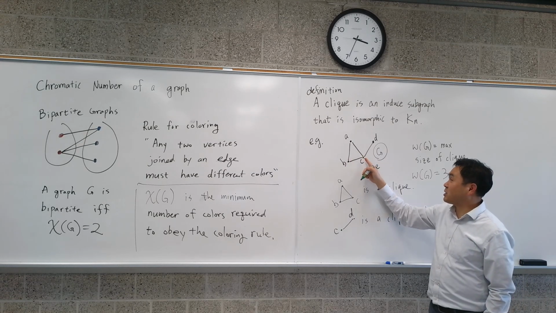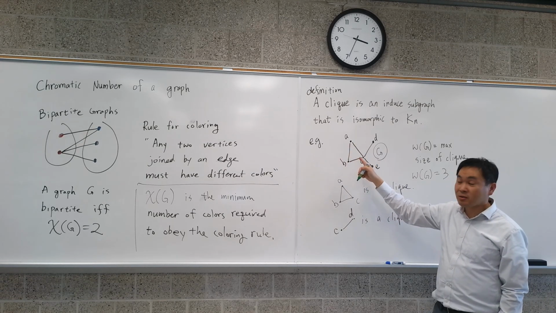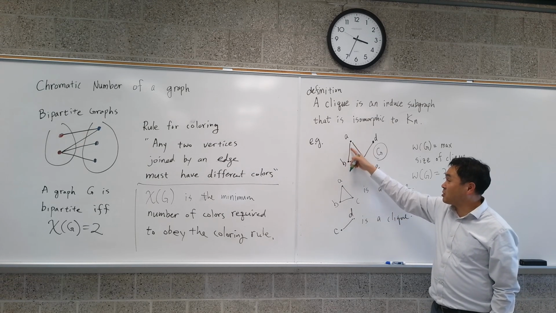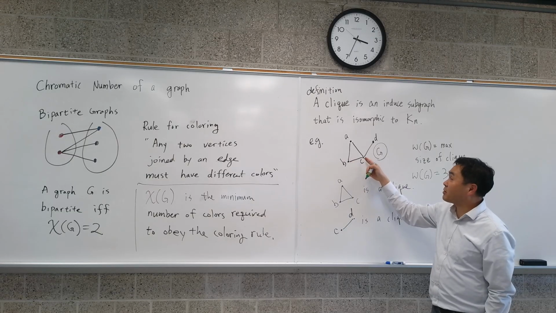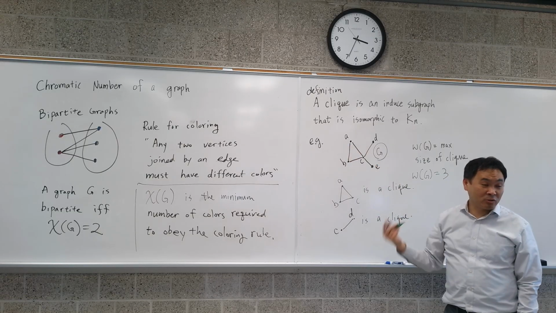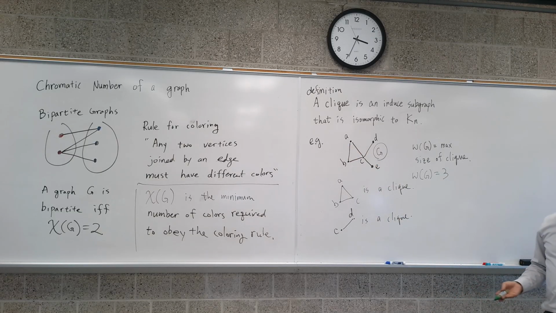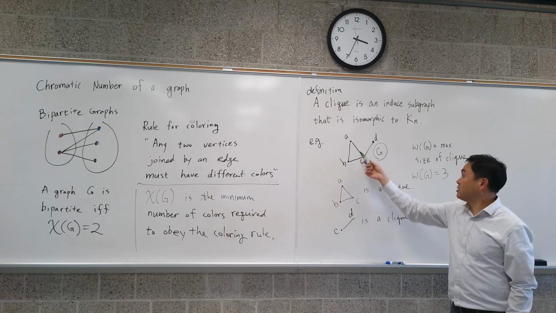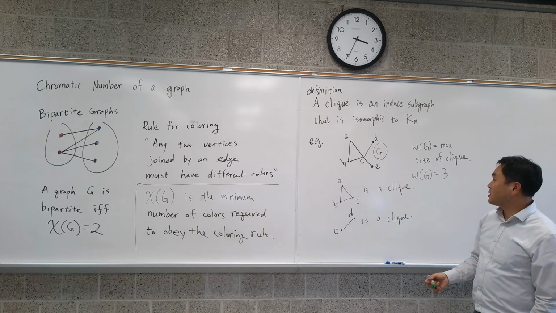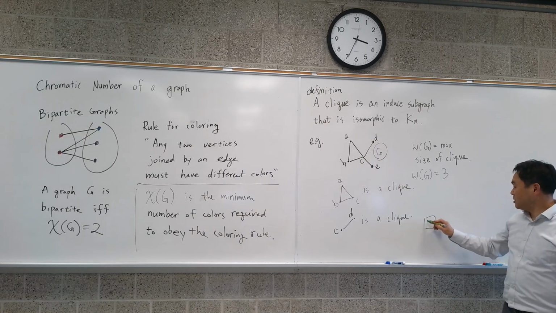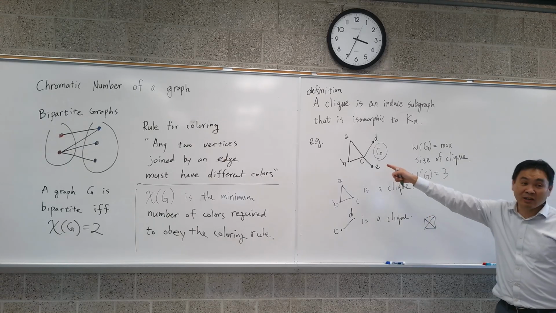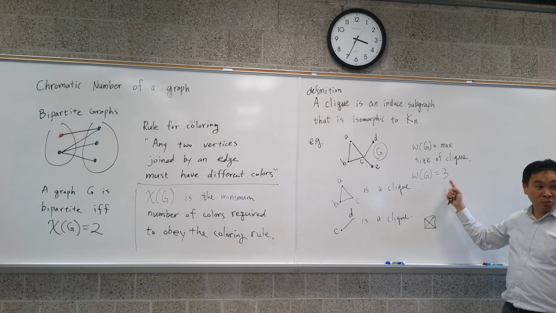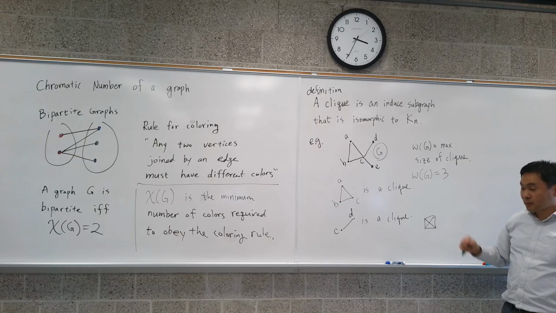I see that this is the maximum induced subgraph that's isomorphic to one of the K's, right? This is K3, so this is 3. And K4 would be this guy, and I don't see anything like that in here. So the maximum you can come up with is 3, right?